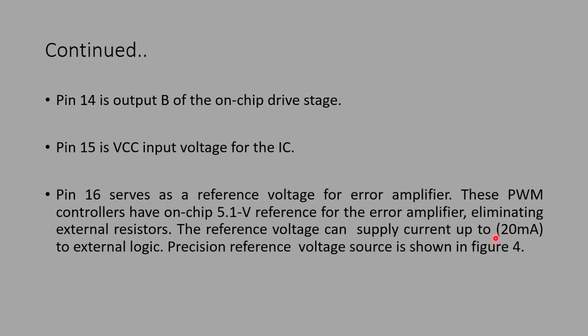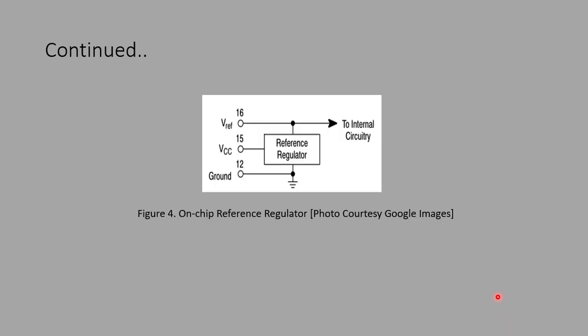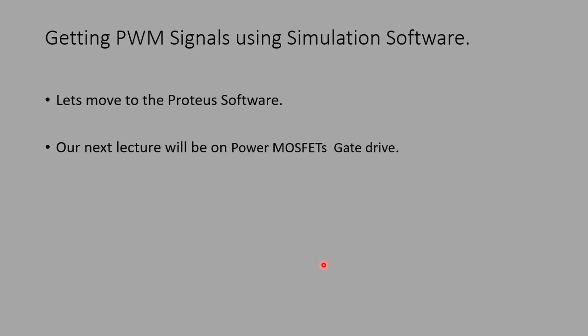This reference voltage can supply 20 milliamperes of current. This is the block diagram of the IC. There is a reference regulator, pin number 16, which gets its supply from VCC pin number 15 and the ground. Okay, that's it.